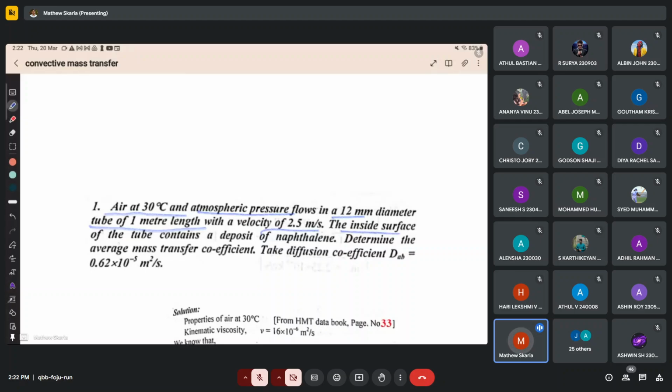The inside surface of the tube contains a deposit of naphthalene. Determine the average mass transfer coefficient. Take a diffusion coefficient DAB equal to 0.62 raised to minus 5. So the DAB value is given directly. In this question, the inside tube surface contains a deposit of naphthalene, and this naphthalene is diffusing into air. Same procedure.